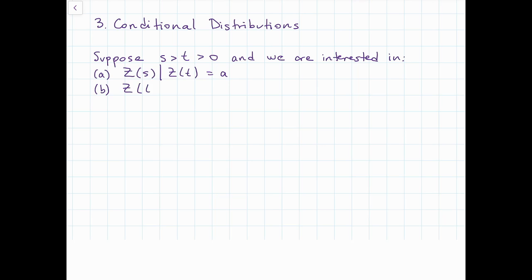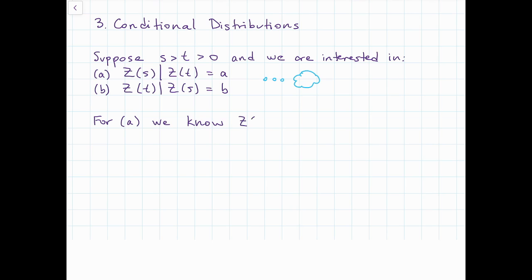Or we could condition in the opposite direction, z of t given z of s equals b. So that's kind of conditioning backwards. So we know where we got to by time s, but what does that tell us about where we were at time t, at an earlier point in the process? See if you can think logically about what these distributions might look like, conditioning forwards in time or conditioning backwards in time. Well, the first one is pretty easy.